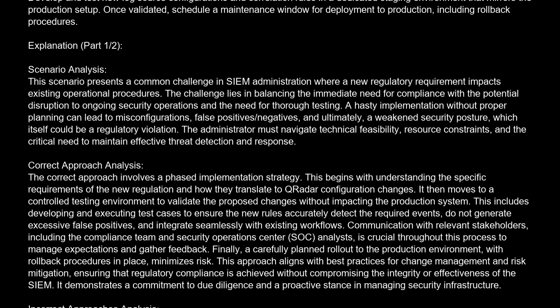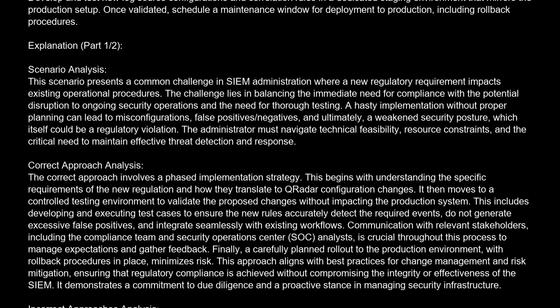Correct approach analysis. The correct approach involves a phased implementation strategy. This begins with understanding the specific requirements of the new regulation and how they translate to QRadar configuration changes. It then moves to a controlled testing environment to validate the proposed changes without impacting the production system. This includes developing and executing test cases to ensure the new rules accurately detect the required events, do not generate excessive false positives, and integrate seamlessly with existing workflows.